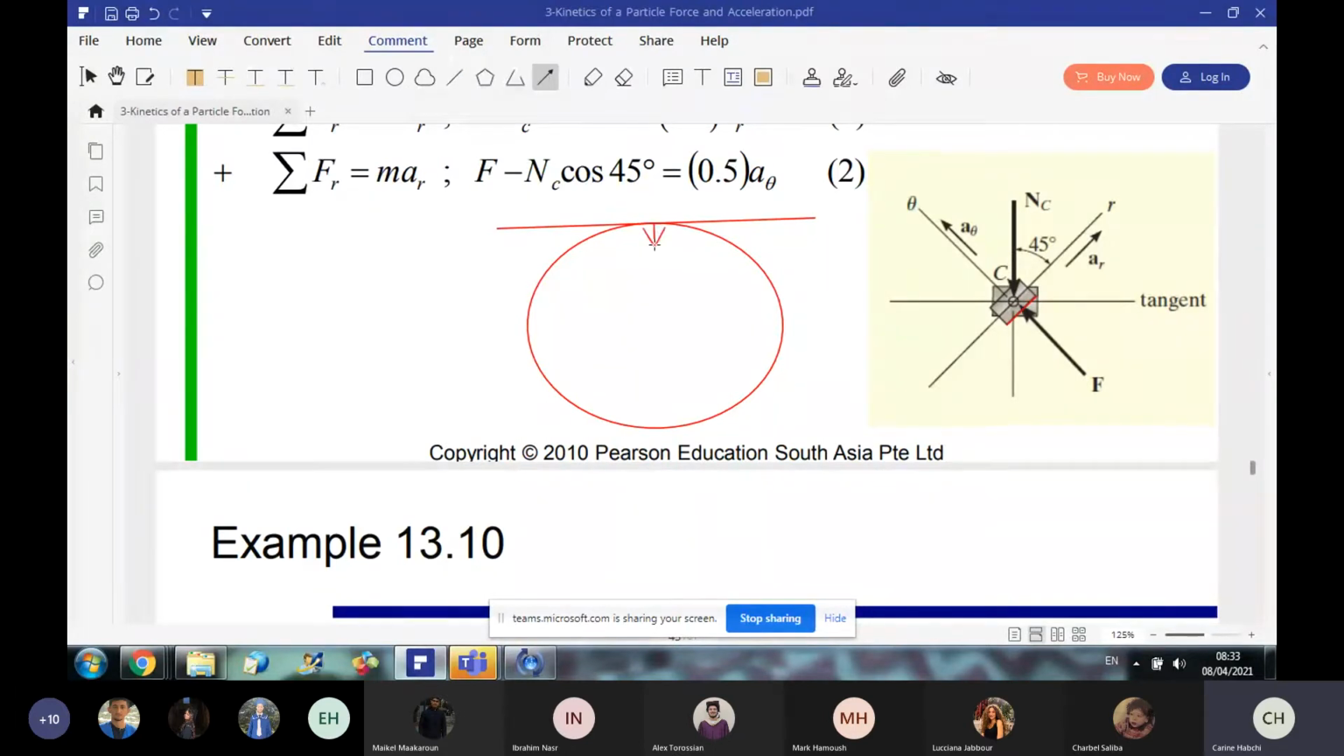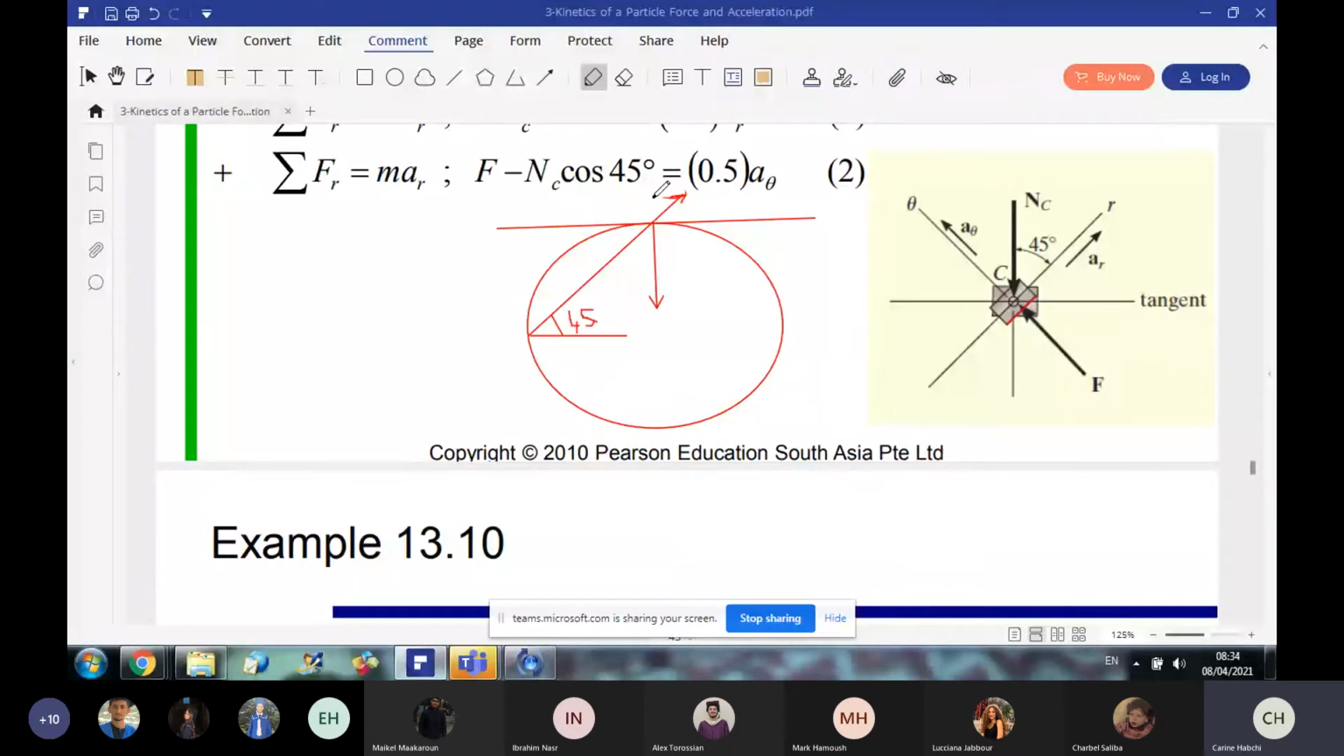Now, since I know that the angle theta in this problem is 45 degrees, if I represent my position vector, this is the position vector. They said that the angle theta at this instant, for which we want to do the calculation, is 45 degrees. So since the angle here is 45, and u_r is along this line, this is vector u_r.